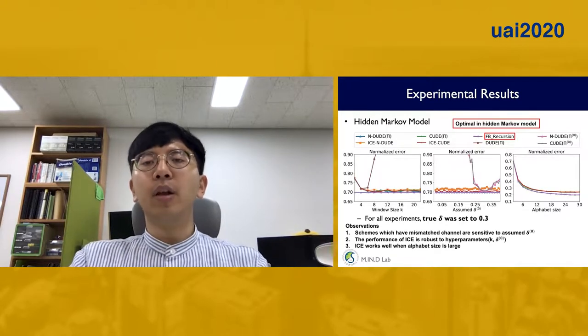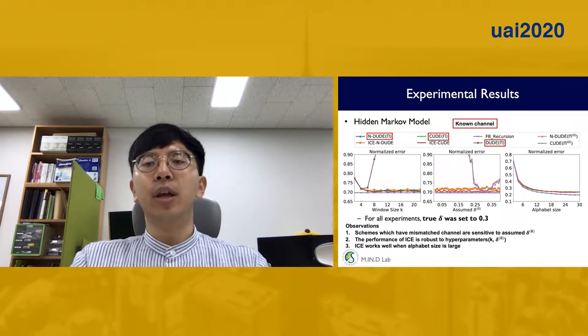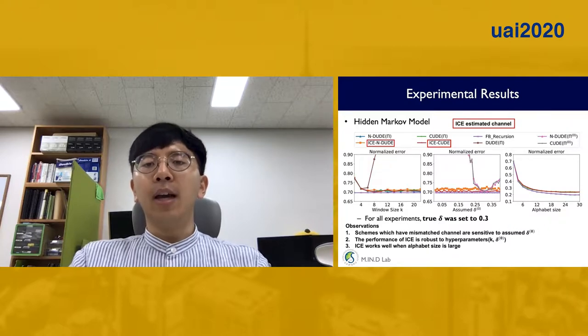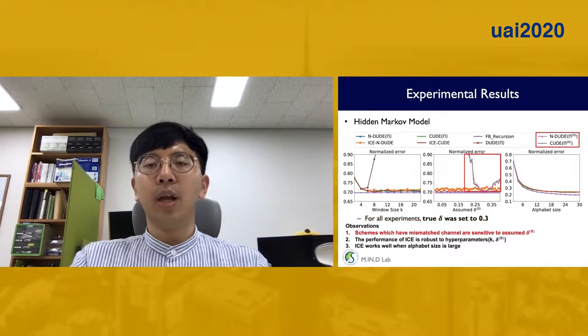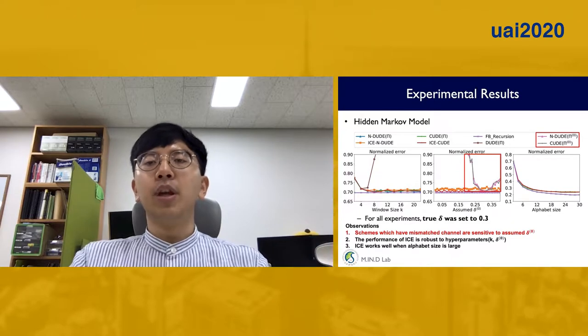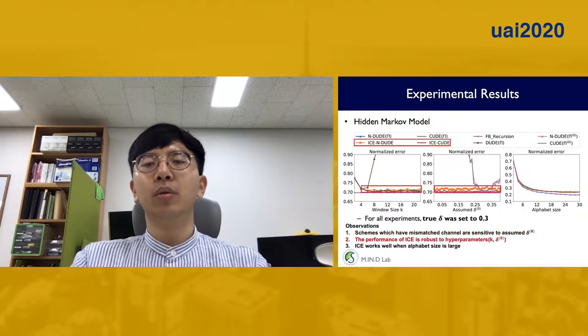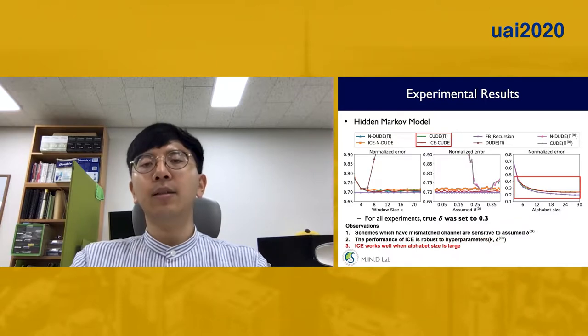The first experiment is on the hidden Markov model. In the hidden Markov model, forward-backward recursion achieves optimal performance. And schemes with pi, such as DUDE pi and NeurDUDE pi, know the exact channel. The schemes with pi zero use the mismatched channel. And ICE NeurDUDE and ICE CUDE utilize the ICE estimated channels. For all experiments, the true delta was set to 0.3. Now, here are some observations. First, schemes which have a mismatched channel are sensitive to the assumed delta zero. Second, the performance of ICE is robust to hyperparameters k and delta zero. Last, ICE works well even when the alphabet size is large.